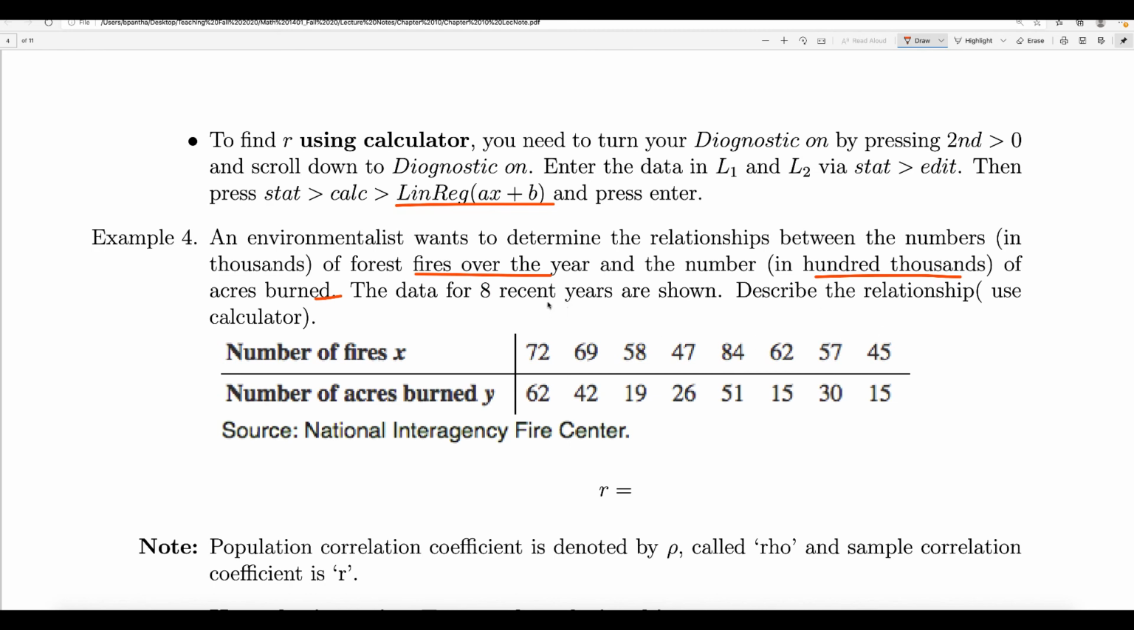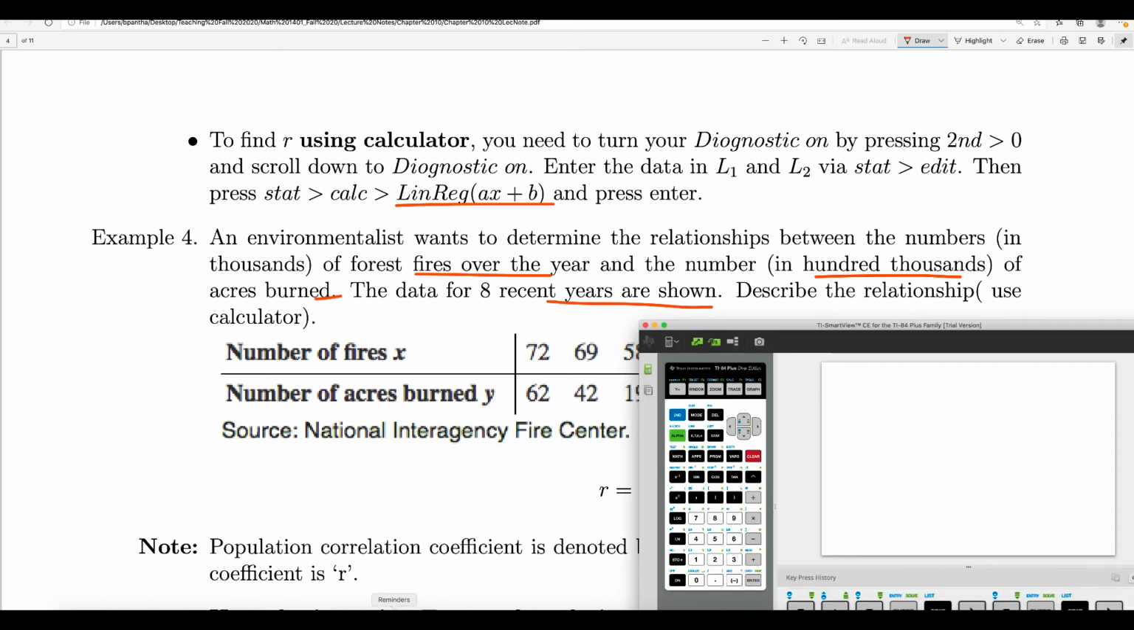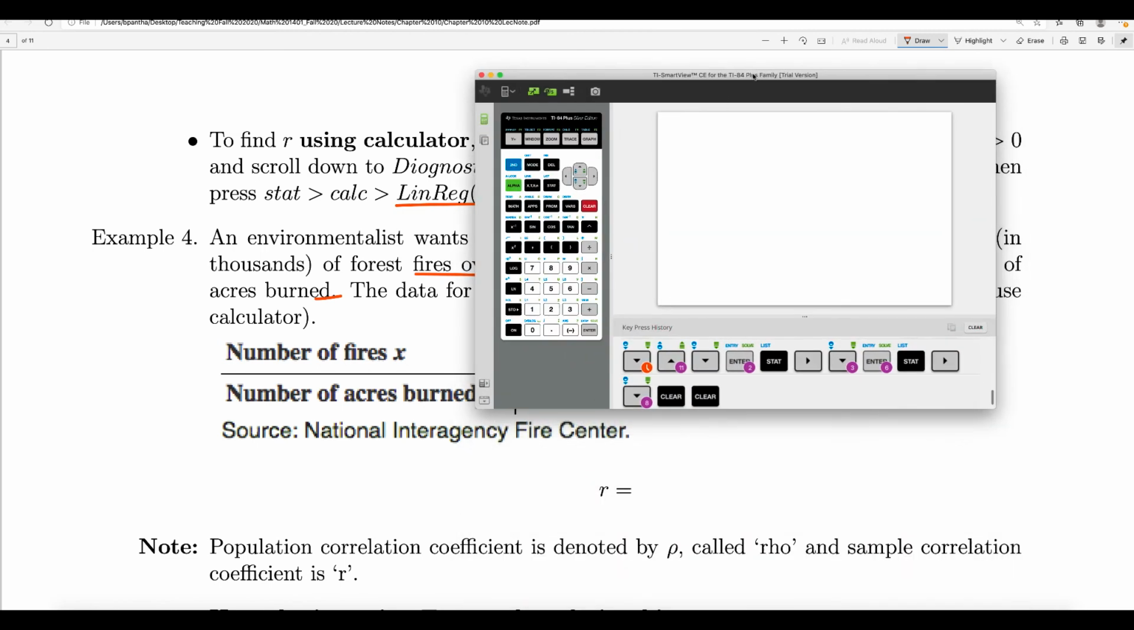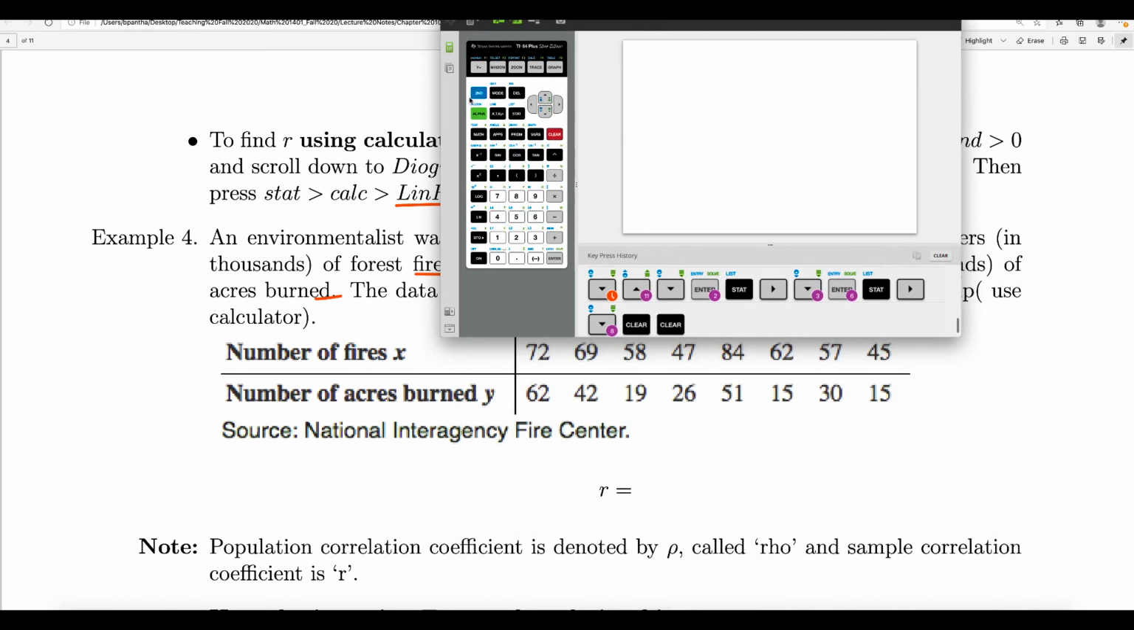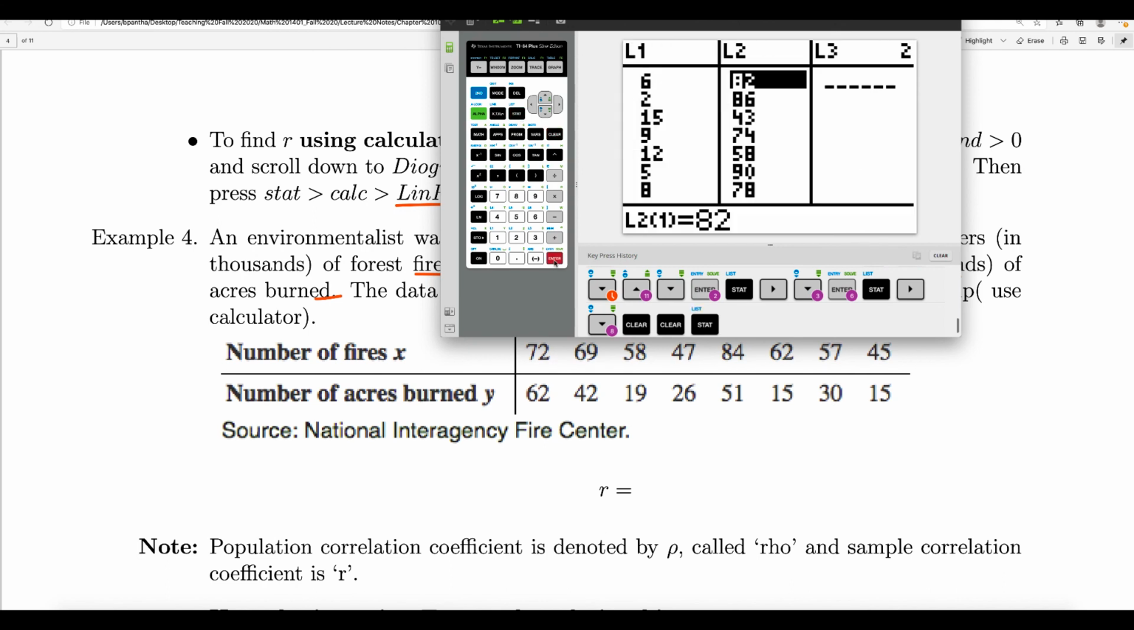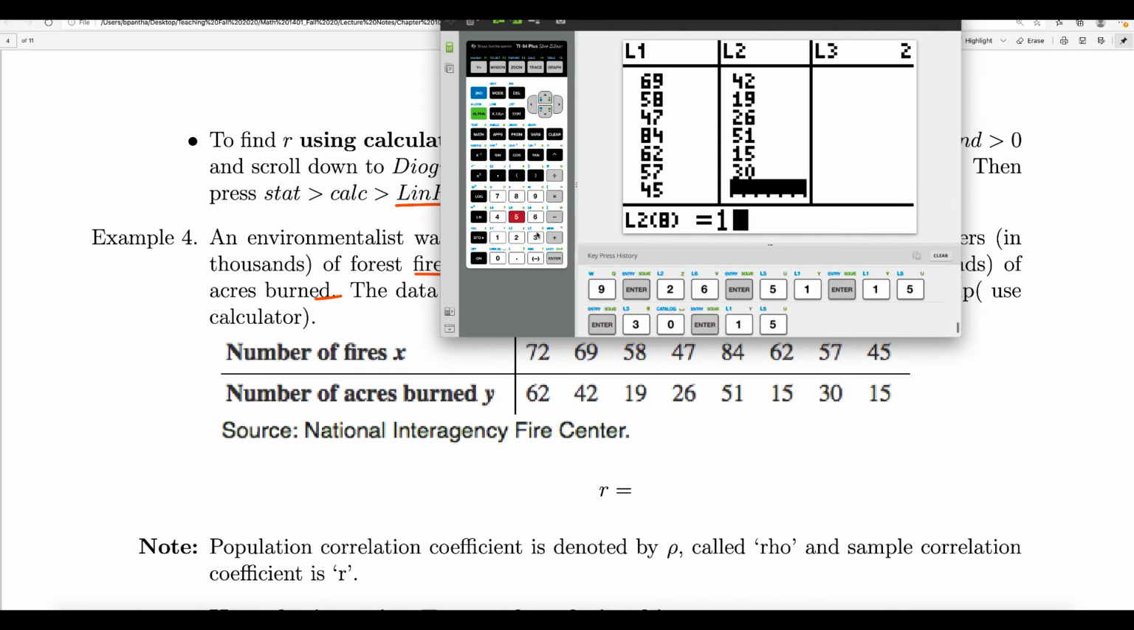The data for 8 recent years are shown, okay? Describe the relationship. If there were 70,000 fires, then 62,000 acres of land were burned. 69,000 fires, 42,000 acres of land were burned, and so on. Now we want to find out, is there a relationship between those x and y variables, okay? Let us first go ahead and enter the data, okay? So that's what I want to do. Go to the stat and then hit enter. So I want to enter 72, enter 69, enter 58. So I finished entering the data in L1 and L2, right?